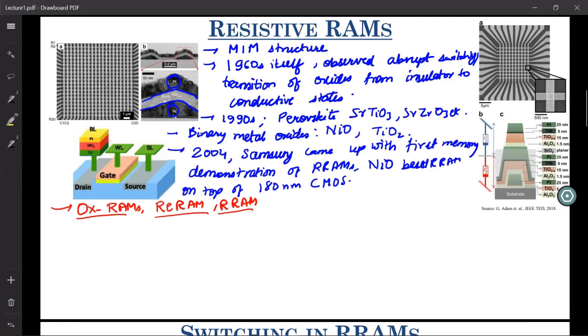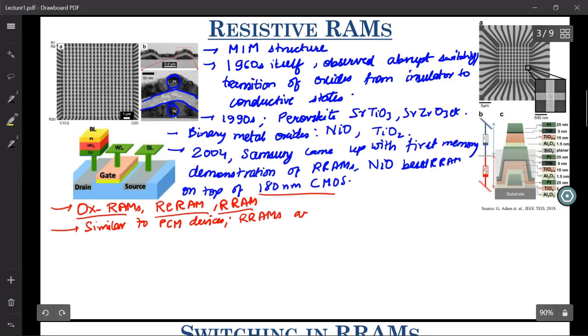Now, what are the properties that make them so lucrative? One of the properties that makes them so lucrative, as I already discussed, is that similar to PCM devices, even RRAMs are CMOS compatible. What that means is simply that they can be integrated on top of the front end of line, that is, on top of transistors.